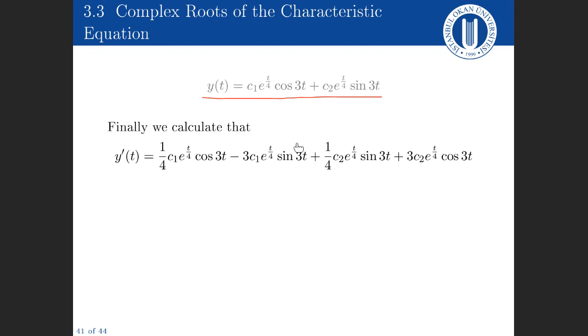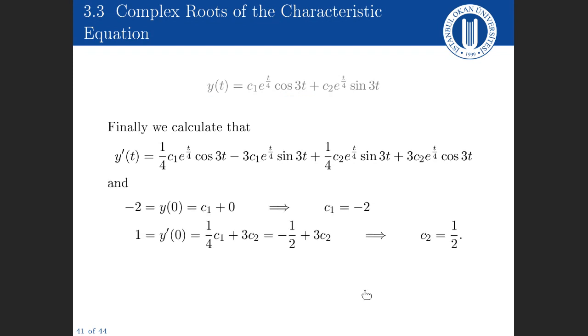And then in the second term, I'm doing the same thing. A quarter e to the power t over 4 here. And then differentiate sine to get 3 cos 3t. And then we use this to find the C1 and C2.